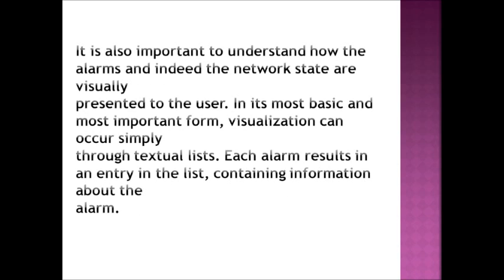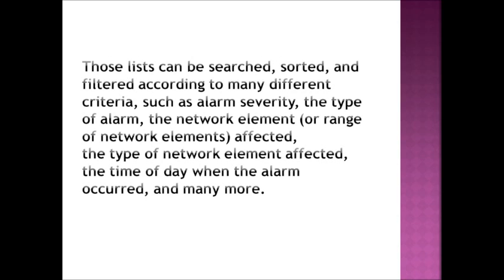It is also important to understand how the alarms and indeed the network states are visually presented to the user. In its most basic and important form, visualization can occur simply through textual lists. Those lists can be searched, sorted, and filtered according to many different criteria, such as alarm severity, the type of alarm, the network element, or range of network elements affected, the type of network element affected, the time of day when the alarm occurred, and many more.